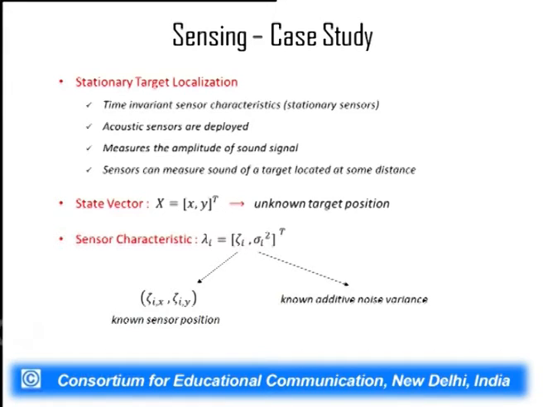Okay. Then we have the state vector. State vector is the unknown target position, the x and y target locations. Then we have the sensor characteristic, the lambda i values. Here we have a zeta value, it is the known sensor position. We can see that it is zeta i, it means the sensor position of the ith sensor node. And obviously we have a known additive noise variance. So then now we will find out how to model a real time case study with all these parameters.